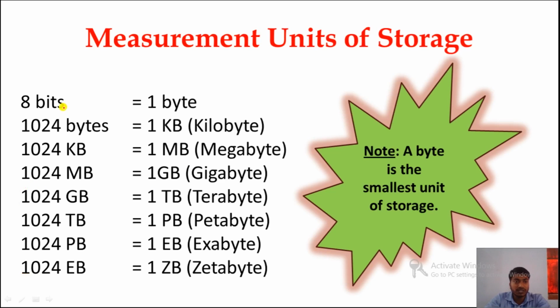So these are the storage units which we are using now. But we are familiar with KB, MB, GB and TB. These are the units we are using either in a mobile phone or a computer. Clear? Now a special note: a byte is the smallest unit of storage. So this is all about storage units.